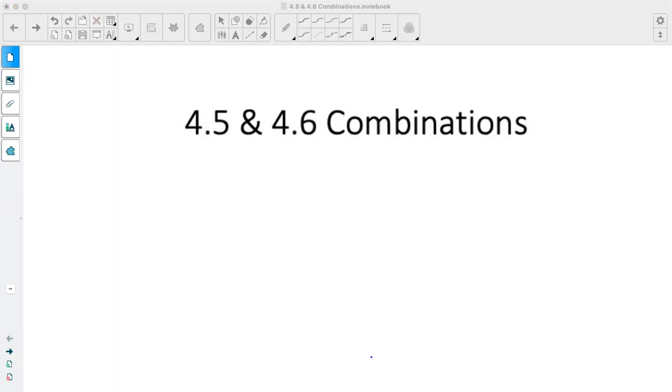Hi, in this video, we are going to be looking at sections 4.5 and 4.6, which deal with combinations. So these are slightly different than permutations. With permutations, the order that things were selected was important. With combinations, the order does not matter. So therefore, it's a slightly different calculation to get the amount of combinations versus the amount of permutations.